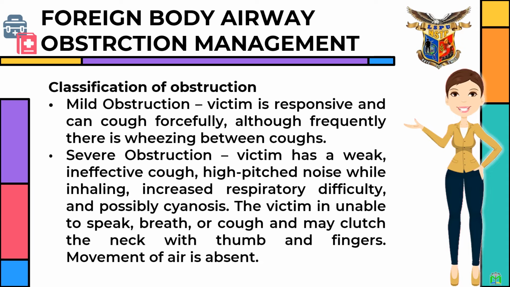The two classifications of obstruction are mild and severe obstruction. Mild obstruction: the victim is responsive and can cough forcefully, although frequently there is wheezing between coughs. Severe obstruction: the victim has a weak, ineffective cough, a high-pitched noise while inhaling, increased respiratory difficulty, and possibly cyanosis. The victim is unable to speak, breathe, or cough and may clutch the neck with thumb and fingers. Movement of air is absent.